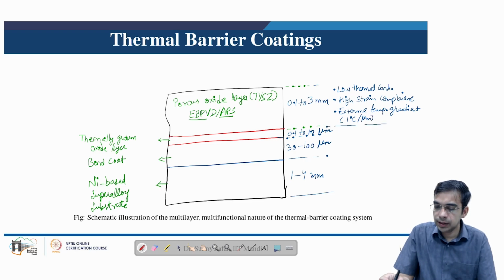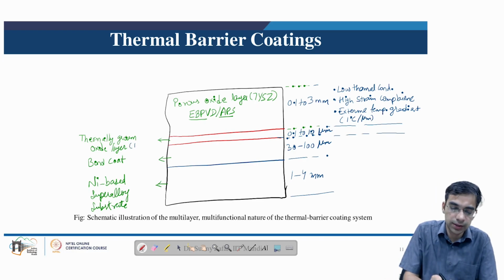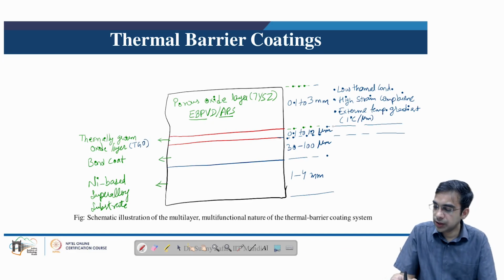Then we have the functions of the thermally grown oxide layer, also known as TGO. The thermally grown oxide layer is an oxidation product which is created once the bond coat and the porous oxide layer are exposed to high temperature, and this has a large growth strain.